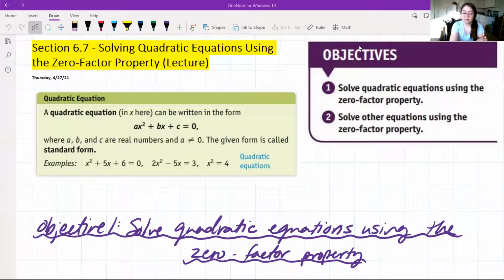So a quadratic equation in x can be written in the form of ax squared plus bx plus c is equal to 0. It's really just a trinomial, but we call it the quadratic equation. So a, b, and c are real numbers and a does not equal 0. This given form is called standard form. So examples would be x squared plus 5x plus 6 is equal to 0, or 2x squared minus 5x is equal to 3, or x squared is equal to 4. So it's really just trinomials that we're setting equal to 0 and or setting equal to a number, which we will then set equal to 0.